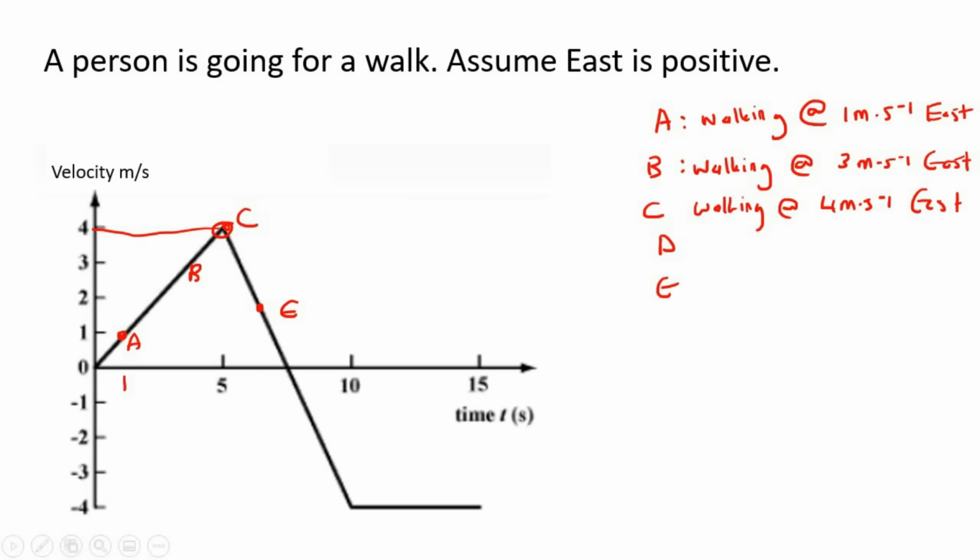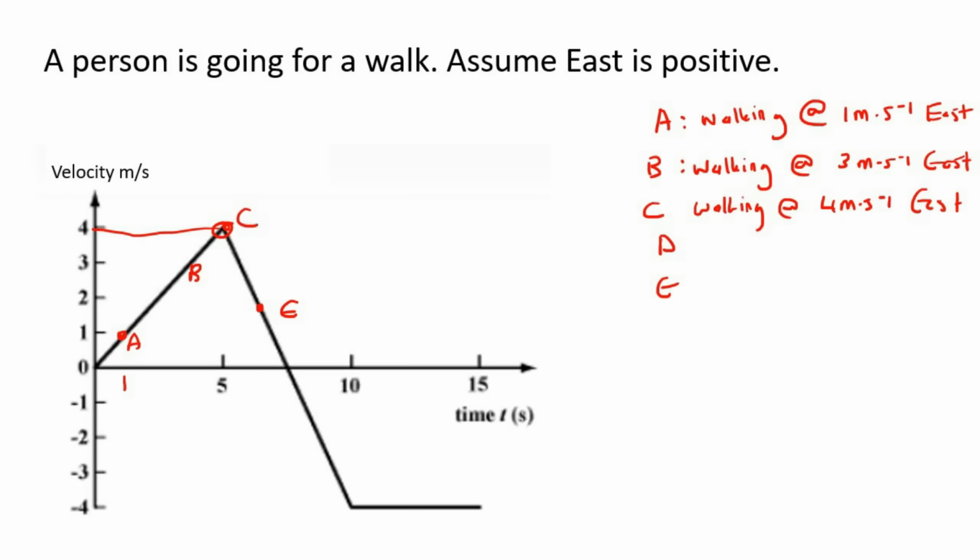Now, here's where learners start getting confused. They think that when it goes down like this, the person is turning around. That is not true. That is only true when you are looking at a displacement graph. On a displacement graph, when you start coming down like this, it means the person is coming back to the starting position, which we used to label like this. But that only works on a displacement graph.